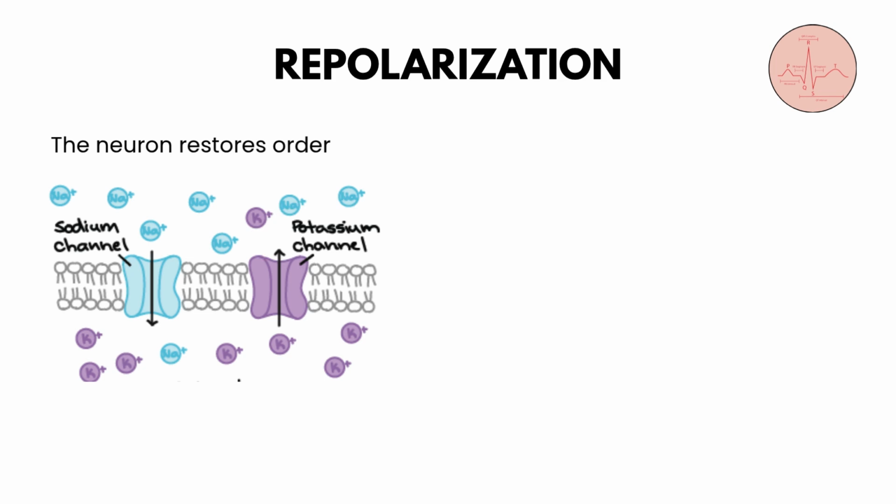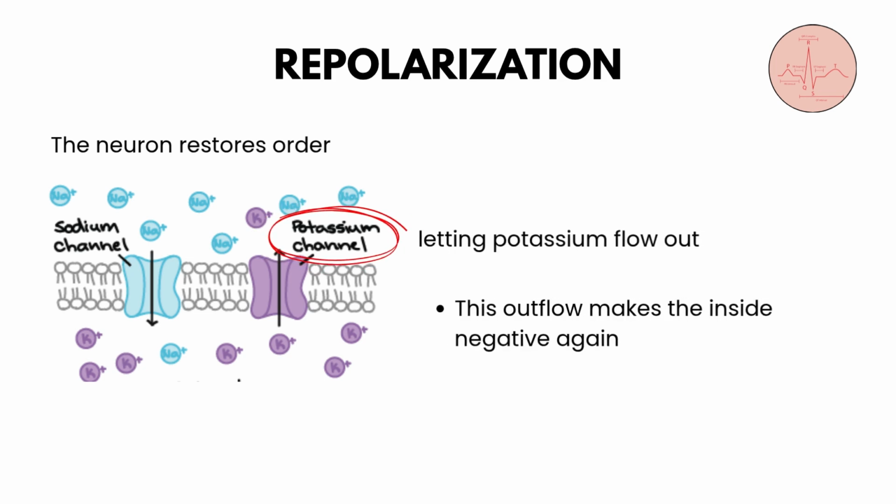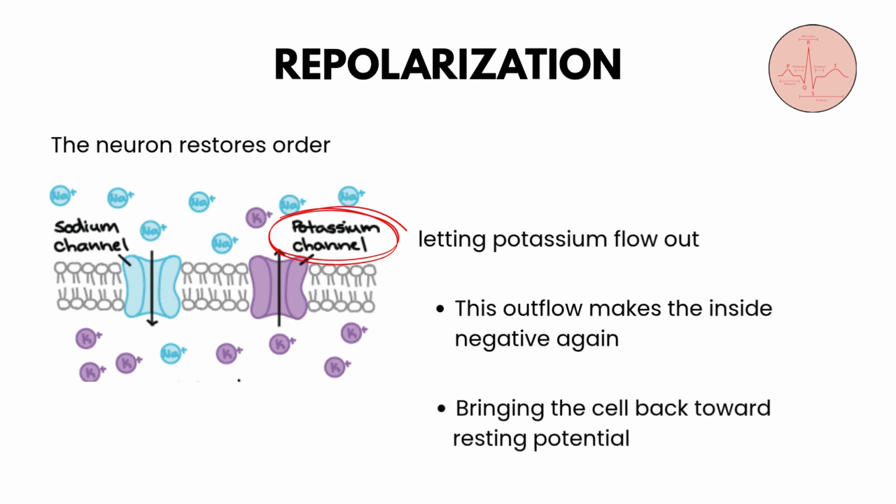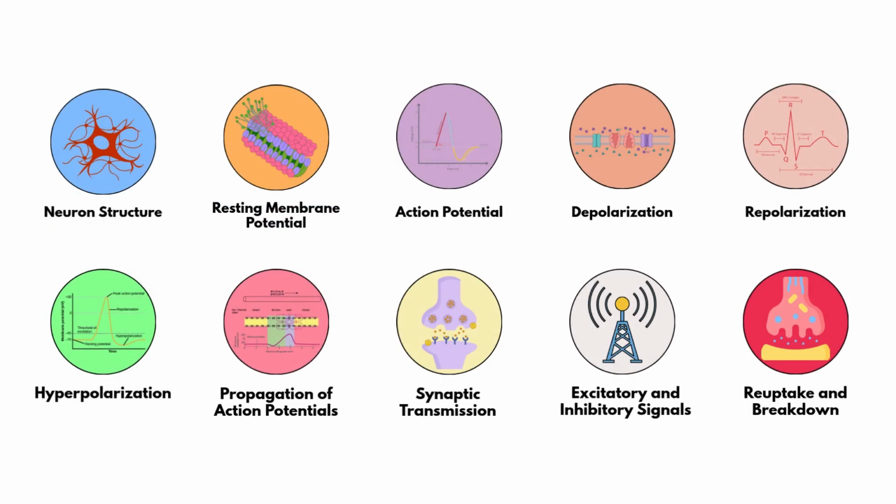Repolarization. Next, the neuron restores order. Potassium channels open, letting potassium flow out. This outflow makes the inside negative again, bringing the cell back toward resting potential.